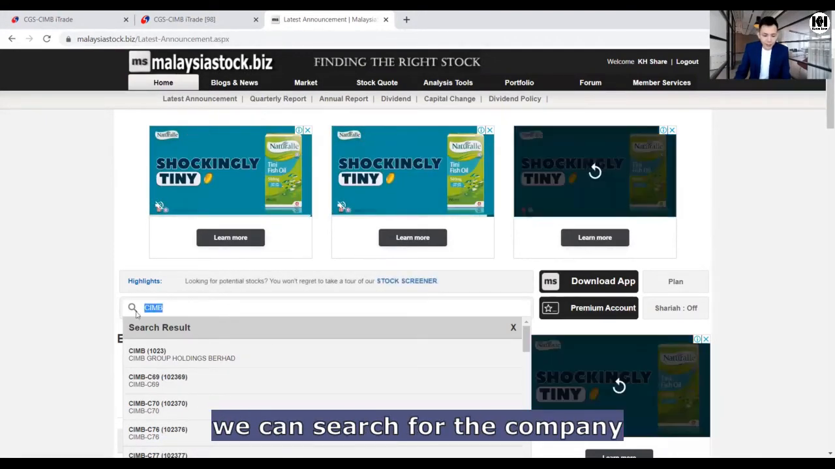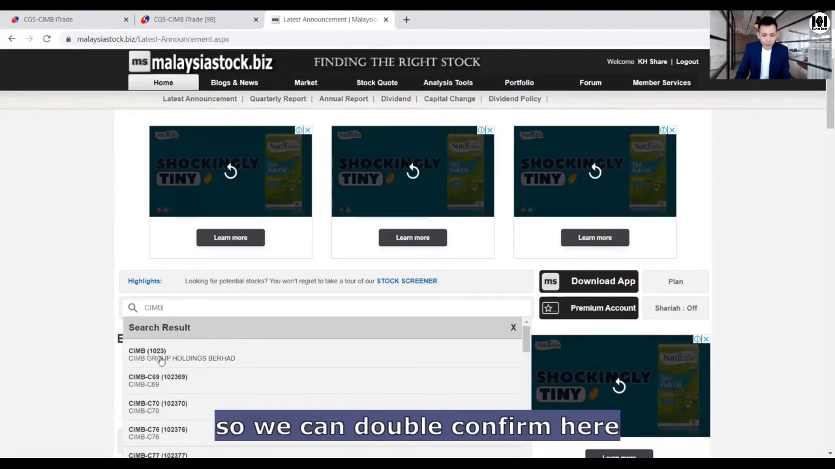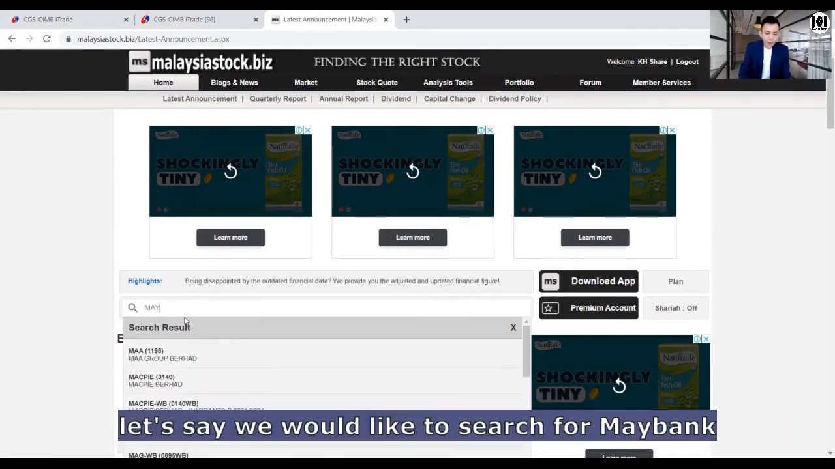We can search for the company. Let's say we would like to search for CIMB. CIMB Group Holdings Berhad. So we can double confirm here. This is the stock code, the stock symbol for the company. Let's say we would like to go for Maybank.